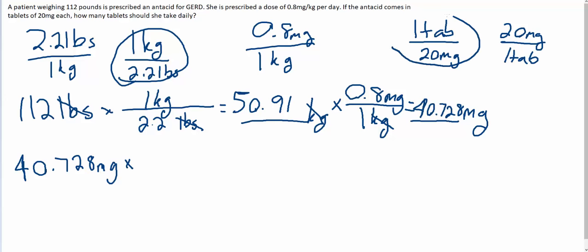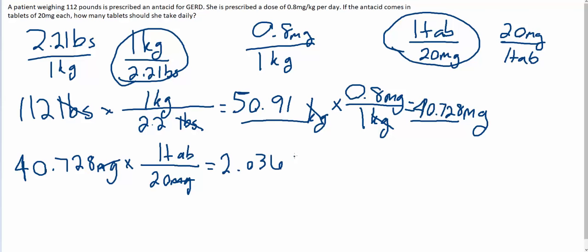But we're going to use this first conversion factor because it's going to allow us to cancel these milligrams on the bottom. And we'll say that 1 tablet contains 20 milligrams of medication. Our milligrams are going to cancel because we've got them on the top and on the bottom. We'll take 40.728, multiply times 1, and divide by 20. And that gives us 2.036 tablets, which we can round to 2 tablets, so we're not giving our patient a fraction of a tablet, and that would be our final answer.